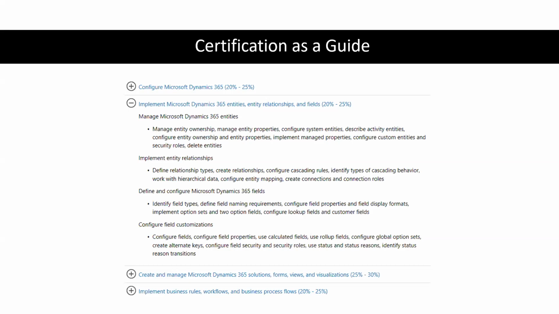But the thing about this is they have taken the time and trouble to identify what is important for them to tell you what they want you to know. You can use that as a guideline. So this is from, I think, a customization test, one of them. And all this is, okay, I need you to know how to configure, how to implement solutions, business rules, processes, things like that. I've got this divided up.